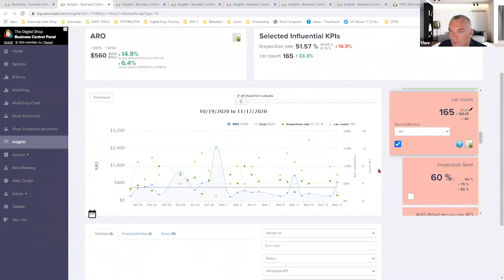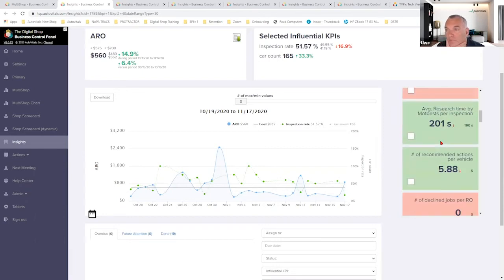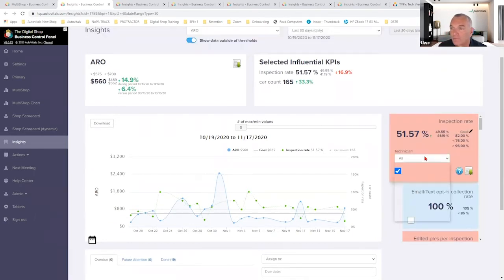So maybe we start with the inspection rate for Mike. And Mike, you have to give us permission to show your techs' names, or we can do that later. So he says it's fine. Yep. So go to the inspection rate and then compare, look at the individual techs.